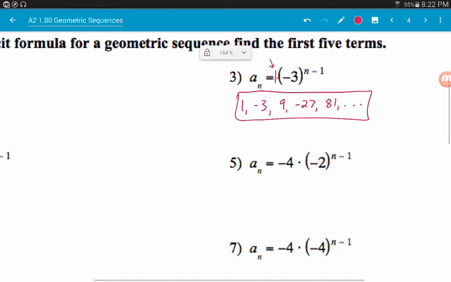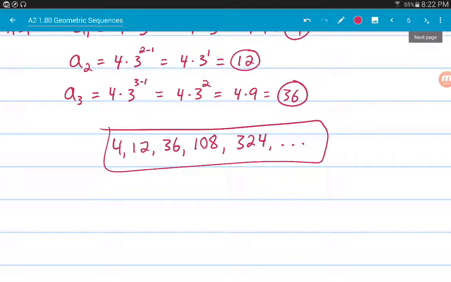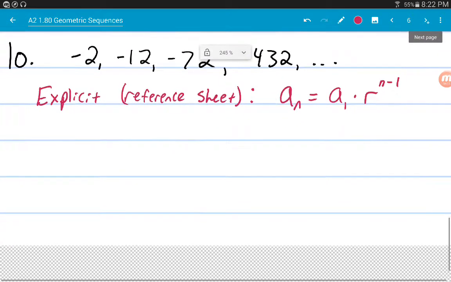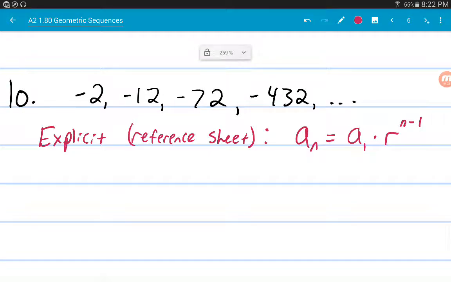Now let's move to the next section, starting at question number 10. Our goal now is to find the explicit formula, and we're given some of the numbers. They give us negative 2, negative 12, negative 72. When you look at those numbers, you should see that they're not the same distance apart from each other. So this can't be arithmetic, right? From here to here would be minus 10, but from here to here is minus 60. Well, that doesn't look right.